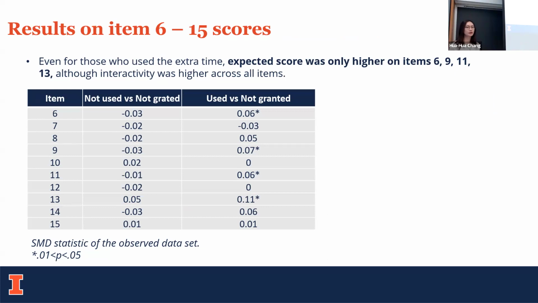So here are the results. If we look at the score as the outcome, and then even for those students who used the extra time, the expected score was only higher on items 6, 9, 11, and 13. Although across all of the questions, they were more interactive, did more actions, and spent more time. And this was also only the case for students who actually used the extra time, not for those individuals who had the time but didn't use it.